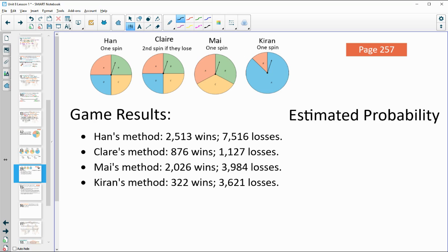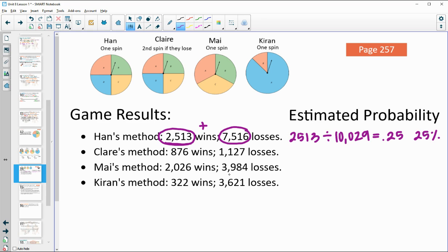So here are some actual results, and these are listed on page 257. These are actual game results from the people that played these spinners. So let's figure out the estimated probability, and that's going to involve taking the number of wins, because that's the event that we're looking at, that the people win, divided by the total number of plays. So you actually want to add these two together to figure out how many times people played. So 2513 divided by 10,029, and we get about 0.25 or 25%.